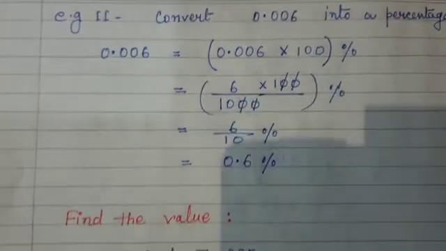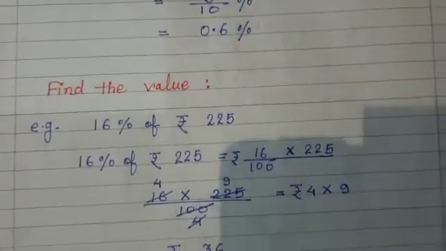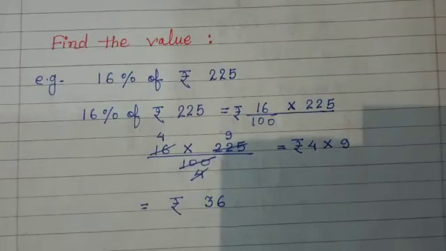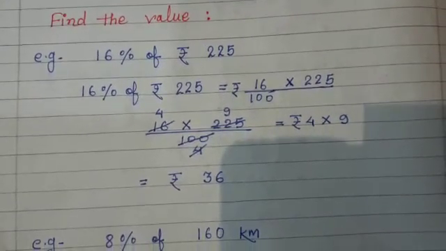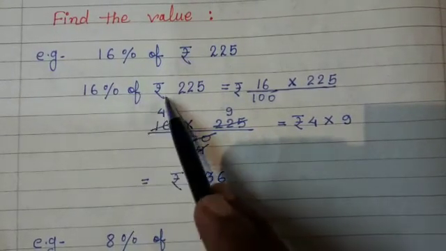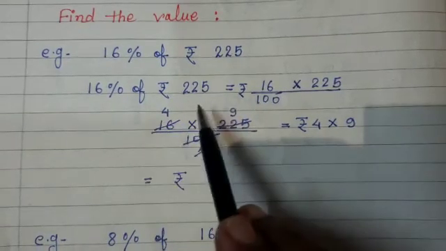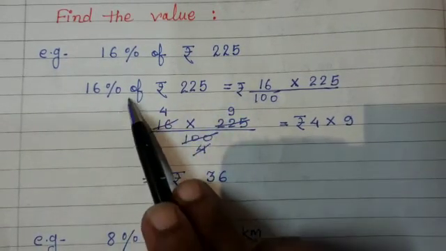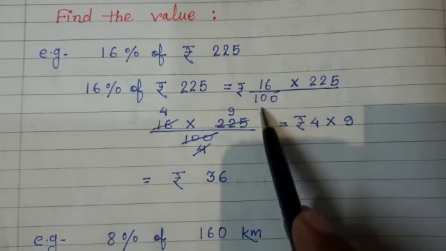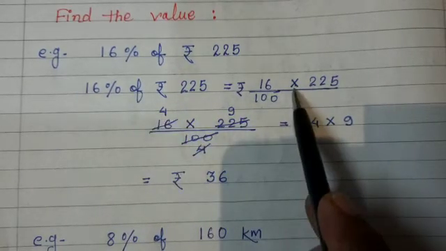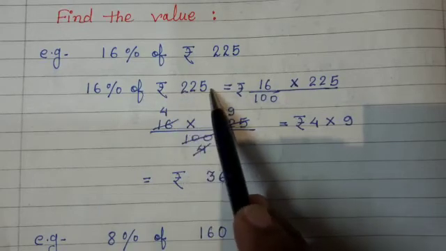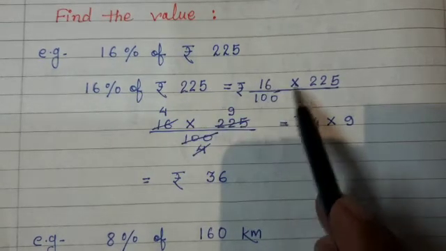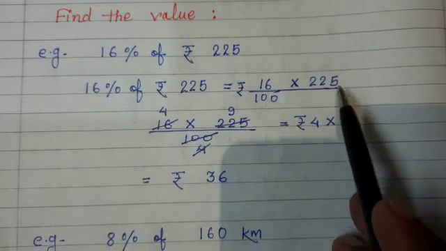Now, the question is find the value. When we need to find the value of a certain percent of an amount, we convert in the following ways. 16% of rupees 225. We need to find out the value. So 16% means 16 upon 100. Of means multiply. We need to multiply by rupees 225. That means 16 upon 100 into 225.